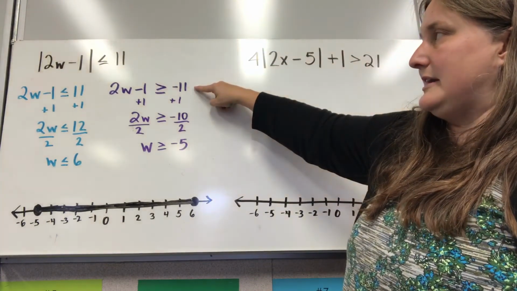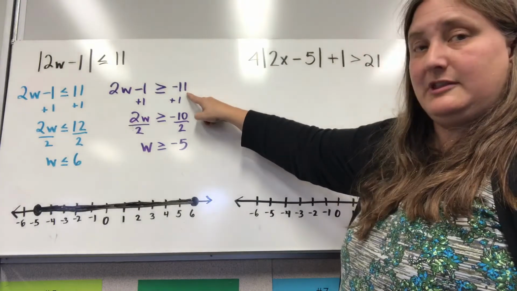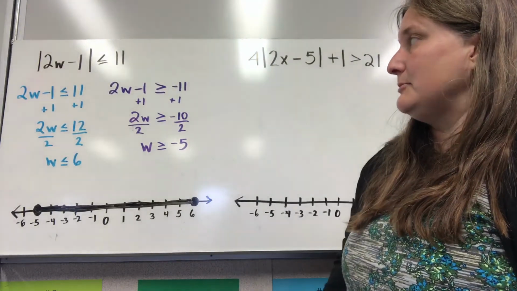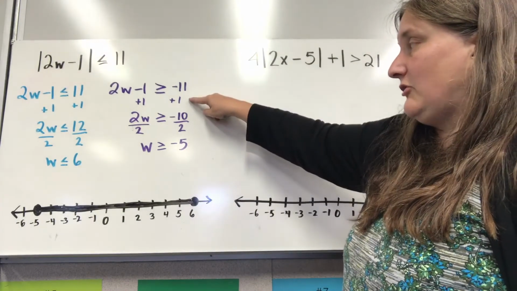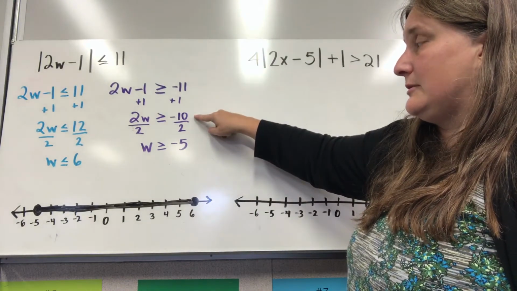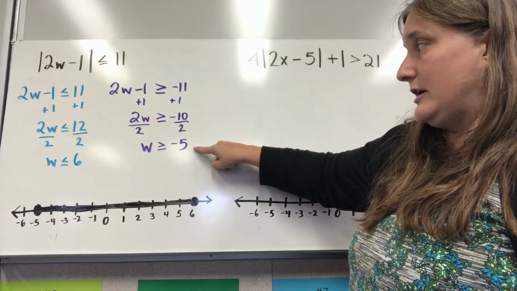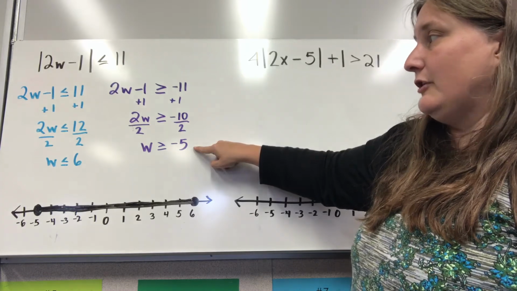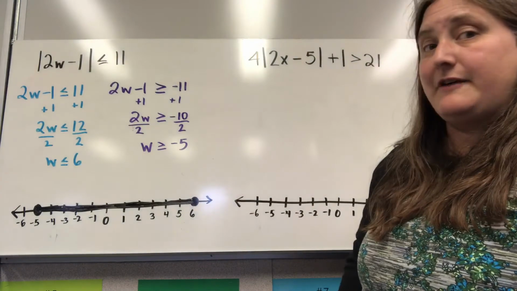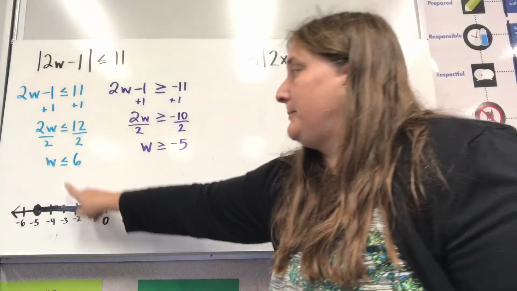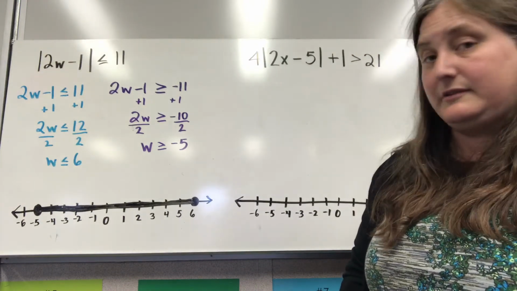The second inequality I set up, I reversed my sign, and I changed my answer to the opposite. So I have 2w minus 1 could be greater than or equal to negative 11. I added 1 to each side to get 2w is greater than or equal to negative 10. I divided both sides by 2, and I got w is greater than or equal to negative 5. So my values for w are between 6 and negative 5. I also use closed circles here because I do have the equals. It could be exactly equal to negative 5 or 6.